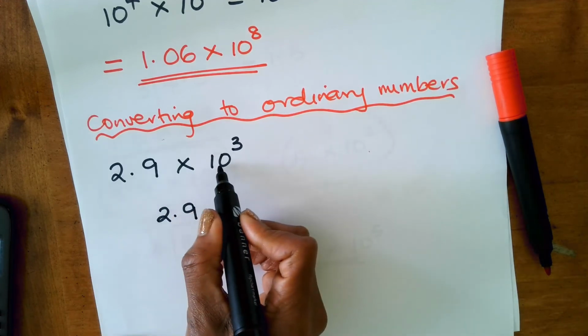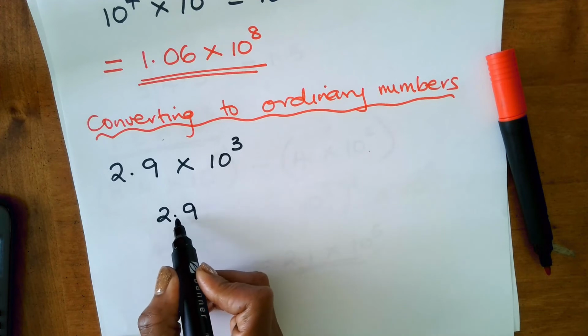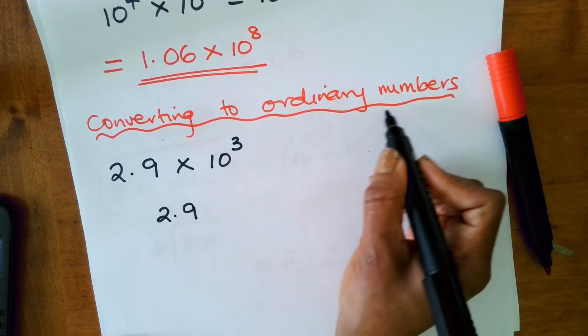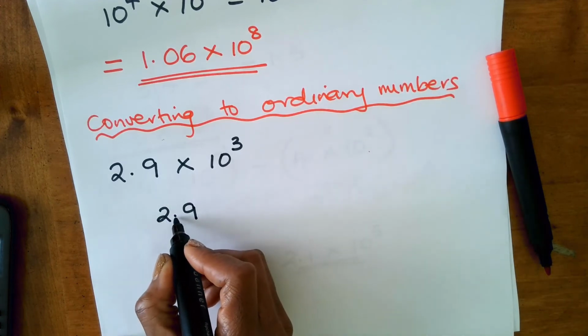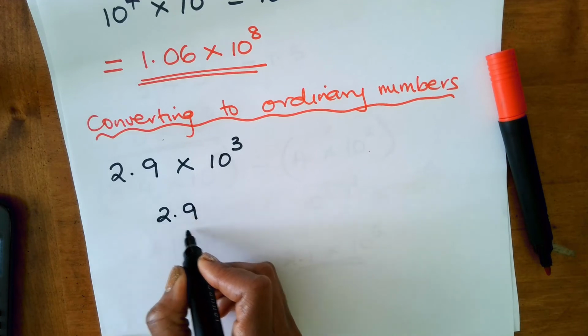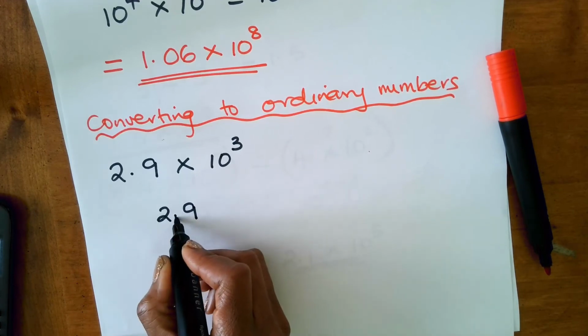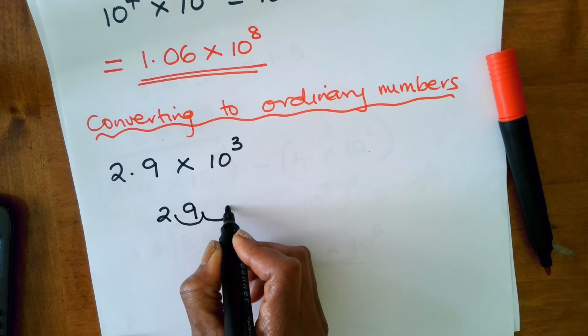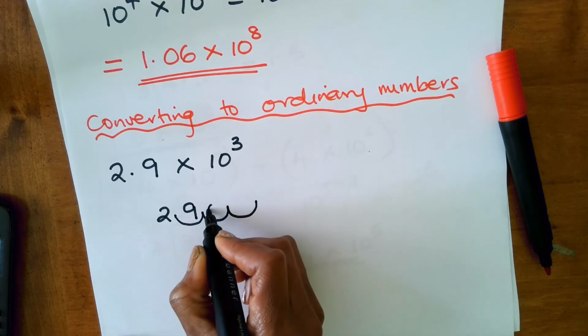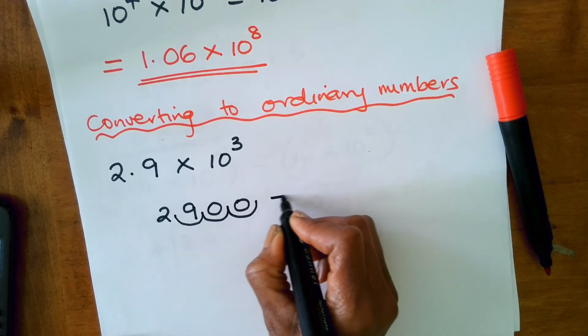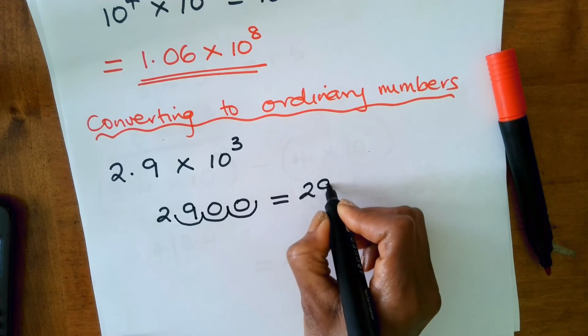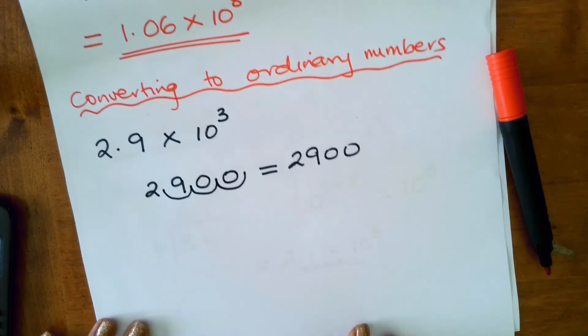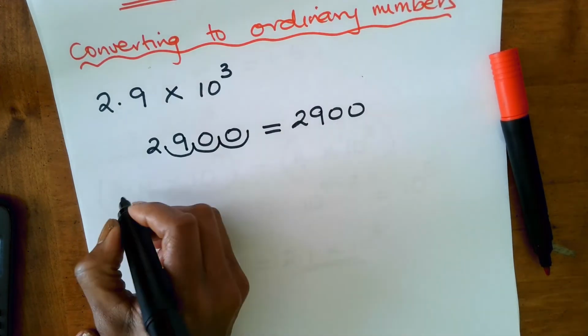So this is standard form. Now I need to change this standard form to ordinary numbers. So what I'm going to do is count 3 spaces to the right. 1, 2, 3. I fill in the spaces. So my answer here is going to be 2900.